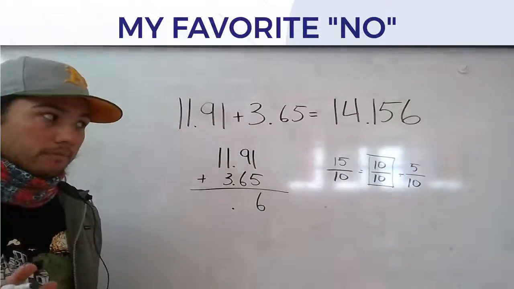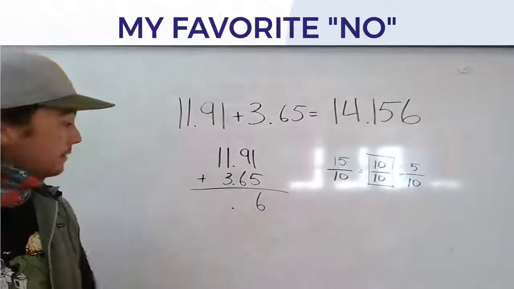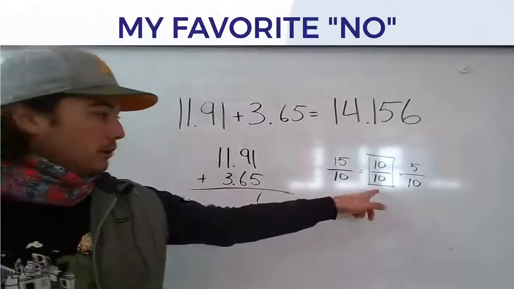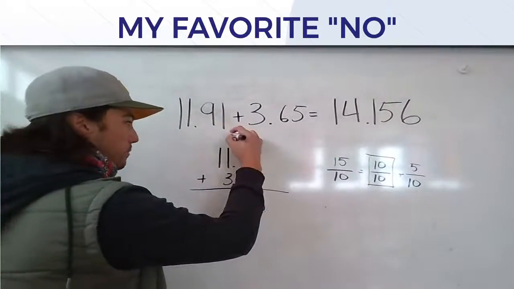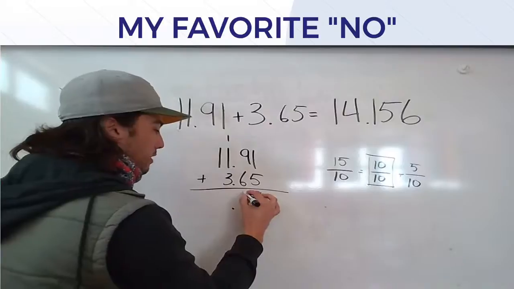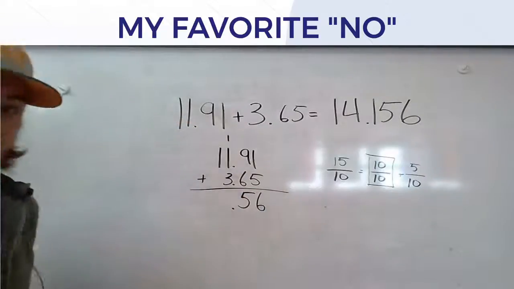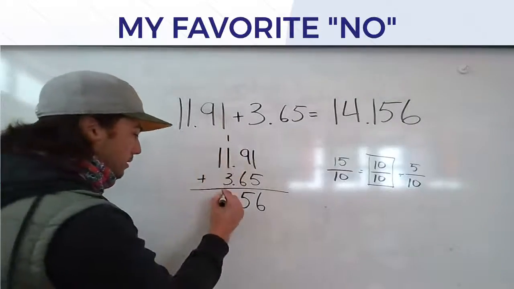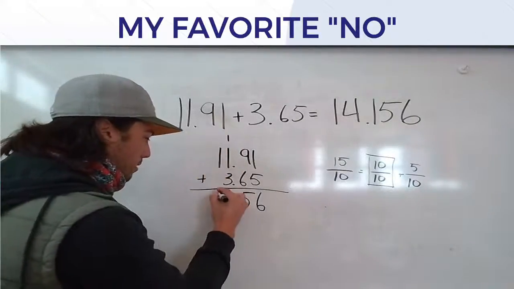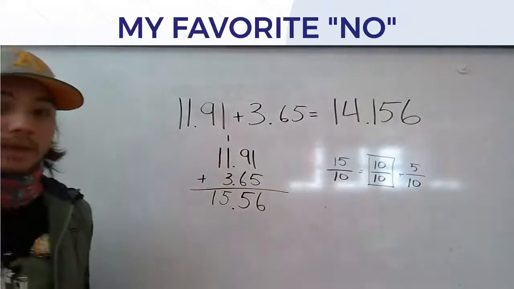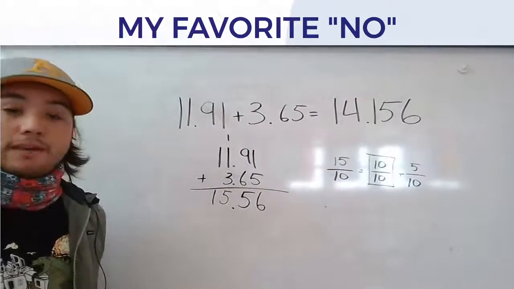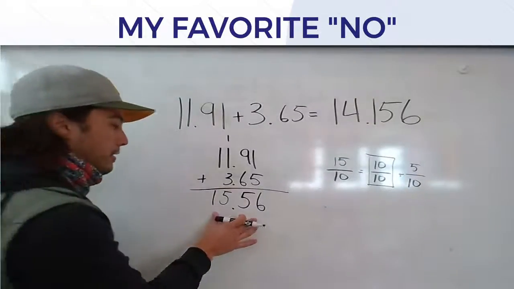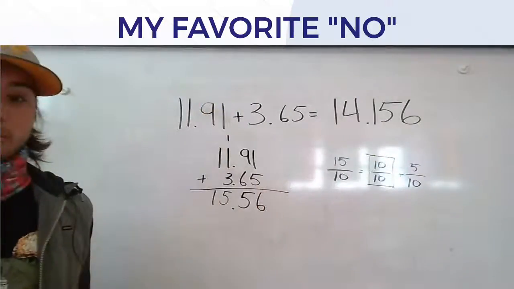Rather than create a new place to the left, we already have a place to the left of our tenths place. It's our ones place. We have a 1 here. So we're going to regroup to the ones place and leave our 5 extra tenths here. Okay? And then 1 plus 1 plus 3 is 5. And then 1/10. So we end up with an answer of 15 and 56 hundredths. Okay, do we see how this answer and this answer are super close to each other, right?